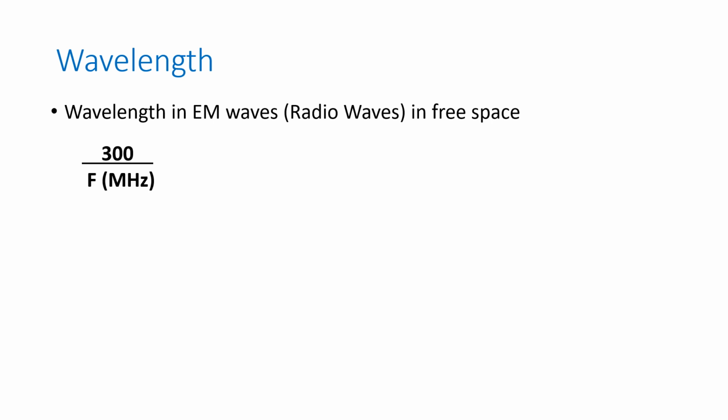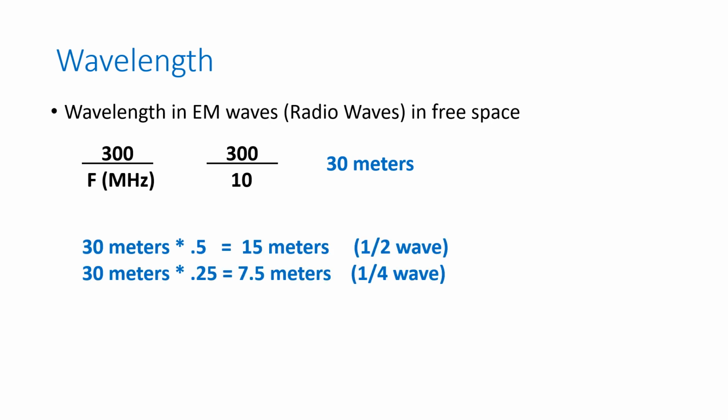All right, so let's have some fun here. Let's say you are on exactly 10 megahertz. You do the division. Oh, that's right, that's the 30-meter ham band. All right, so if the wavelength is 30 meters, that means a half wave is 15 meters and a quarter wave is 7.5 meters. Now I know how long to cut my antennas, don't I?